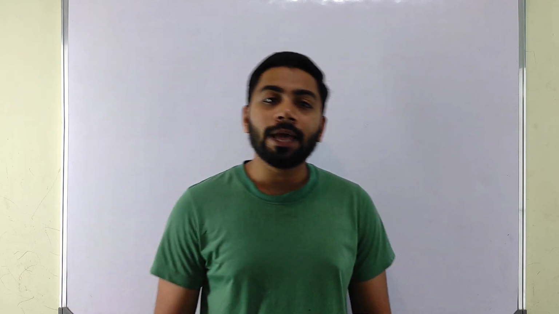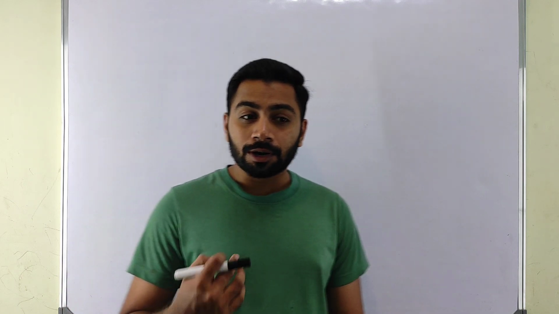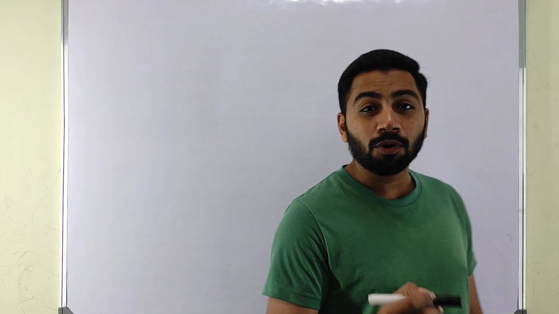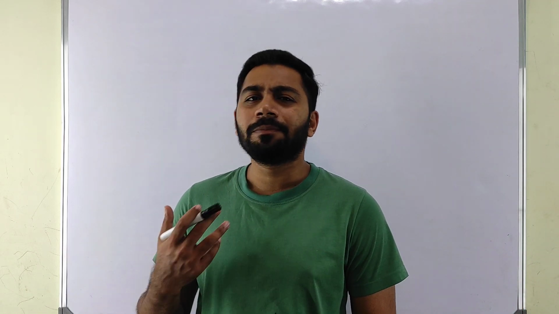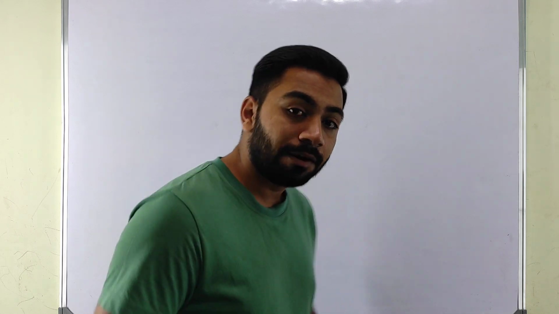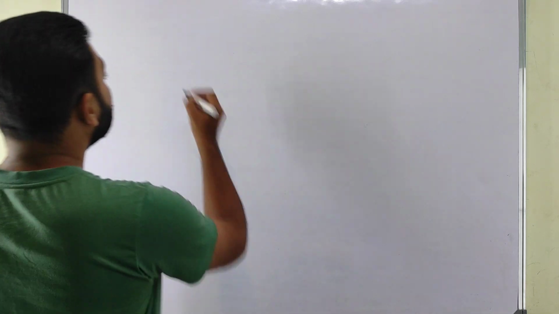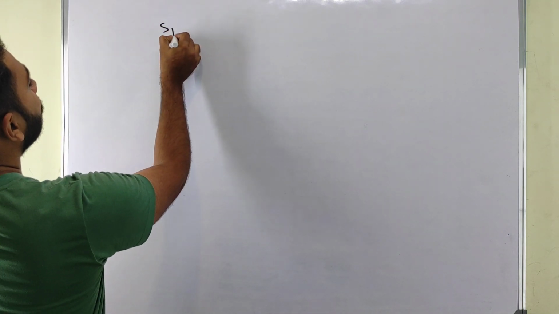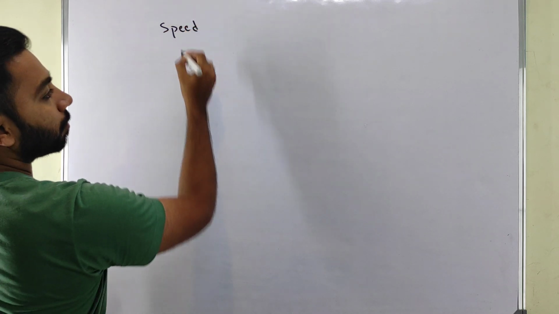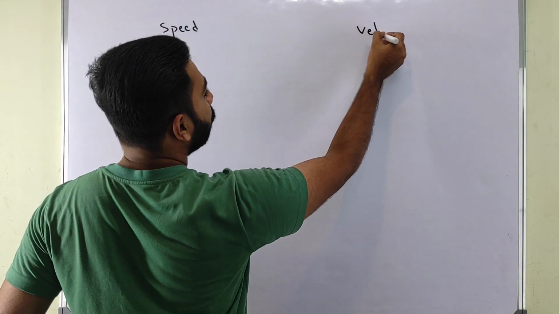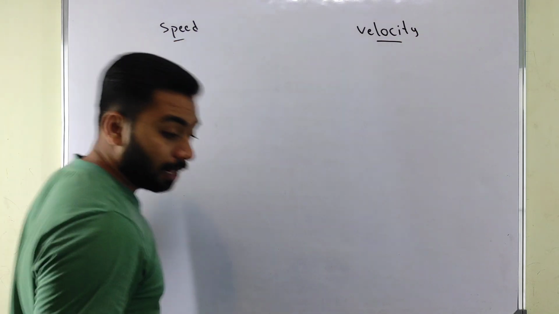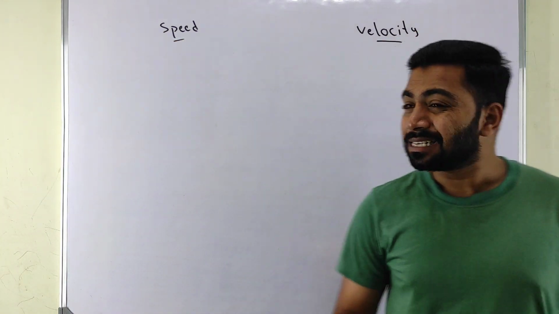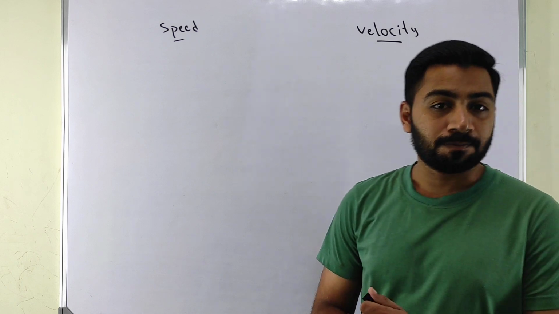So today in this class we are going to continue our chapter and we will study speed and velocity. Speed and velocity are the same as distance and displacement divided by time. Let's get started without wasting any time. On one side we have speed and on this side we have velocity.